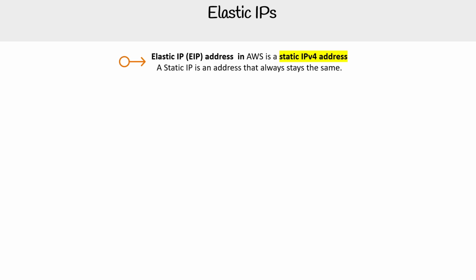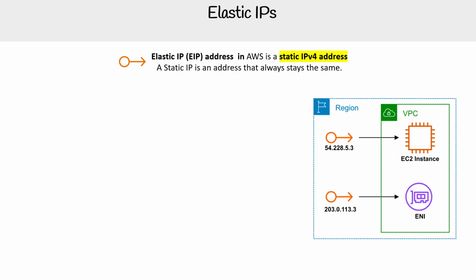So elastic IPs in AWS are addresses that are simply static IPv4 addresses. That means that you'll always have the same address no matter what. And so the idea is that we have a few different use cases. The first use case will be when you restart an EC2 instance and its IP address will change. This happens every time you restart it.